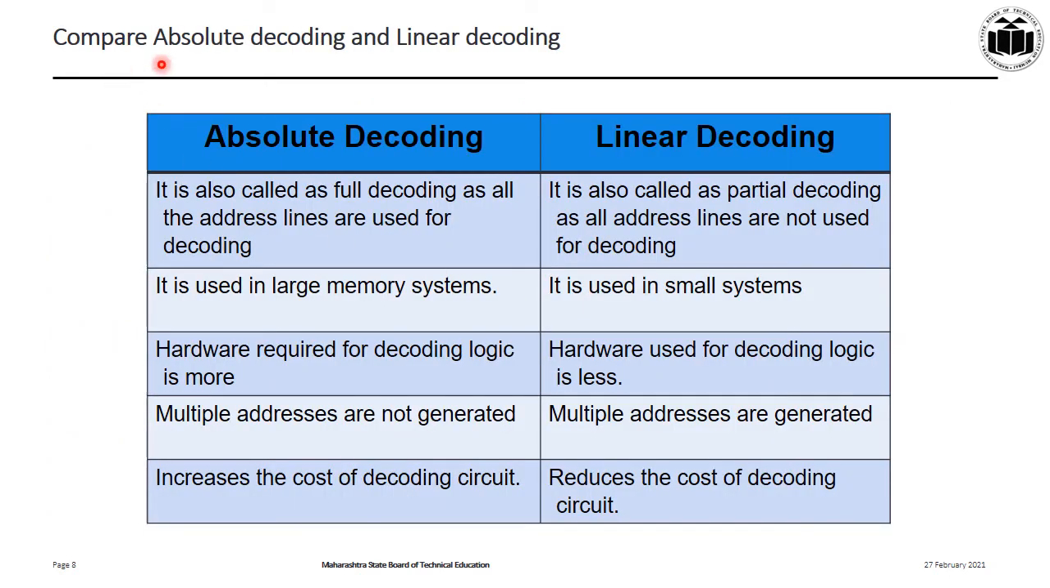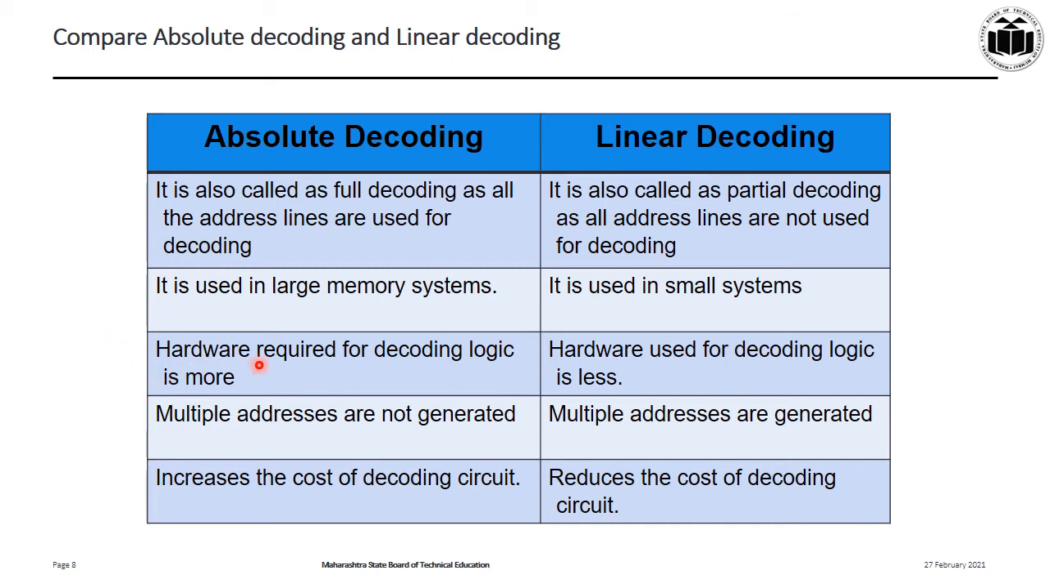Now we compare absolute decoding and linear decoding. Absolute decoding is also called full decoding, as all address lines are used, while linear decoding is called partial decoding because not all address lines are used. Absolute decoding is used in large memory systems, while linear decoding is used in small memory systems.